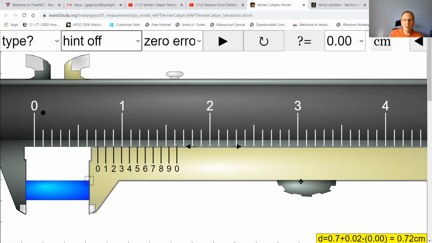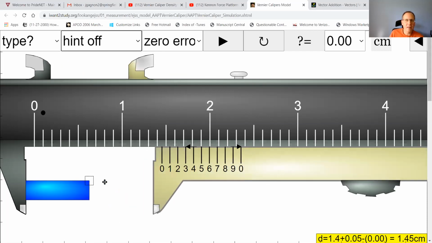Hint off. Here, let's do another one. Let's say this is the object. So what does that read? Don't look at the answer. Let's see if we can figure this out. So where's the 0 on the main scale? Well, this is 1, right? 1.1, 1.2, 1.3, 1.4. So it's 1.4 something. Kind of looks like it's around halfway. So it might be 1.44, 45, 46.